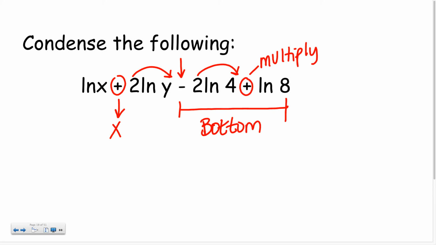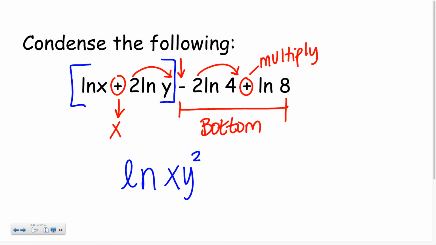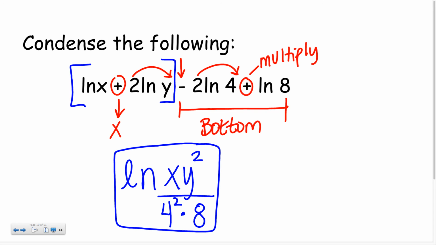Alright, so everything has the natural log, so we're going to start there. This first set here, we're just multiplying x and y squared. That 2 goes back. Minus, meaning divided by. The 2 is going to go back and be an exponent. Then we've got plus, which means multiply, 8. So anytime you have that subtraction, everything following that subtraction is going to go on the bottom.